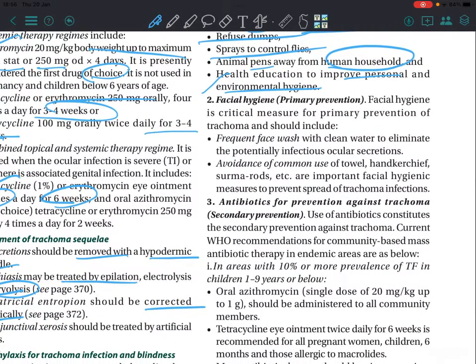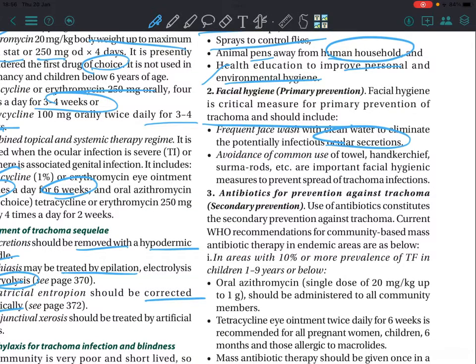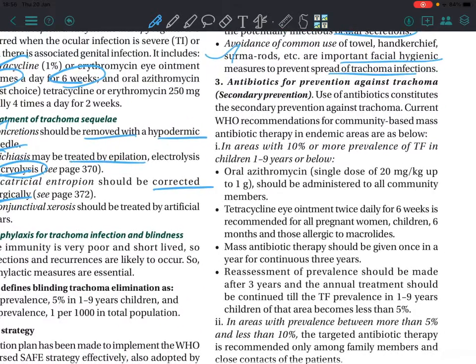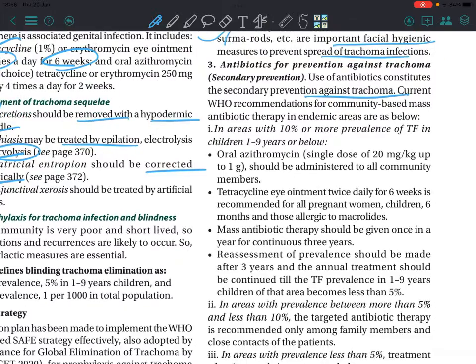Facial hygiene. Facial hygiene is a critical measure for primary prevention of trachoma and should include frequent face wash with clean water to eliminate the potentially infectious ocular secretions. Avoidance of common use of towels, handkerchiefs, and surma rods are important facial hygiene measures to prevent spread of trachoma infections. Antibiotics. Use of antibiotics constitutes the secondary prevention against trachoma.